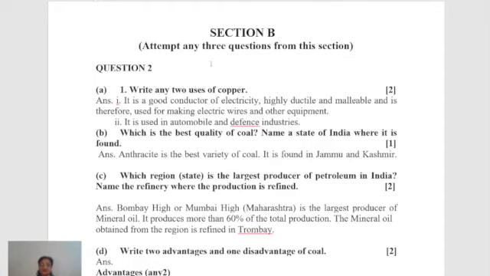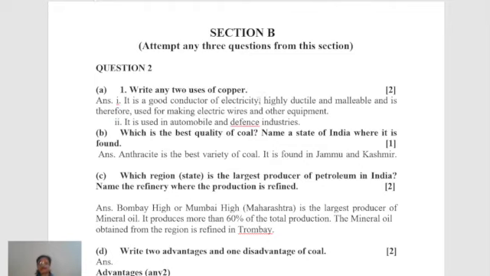Question number 2, first of all, write any 2 uses of copper. So copper, as you all know, is a good conductor of electricity. So it is highly in demand in the electrical appliances, right? The industry is related to that.